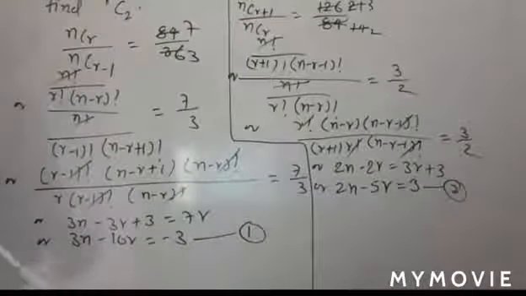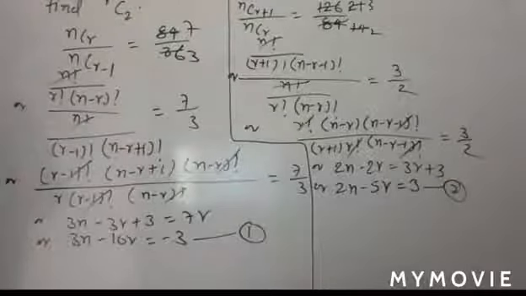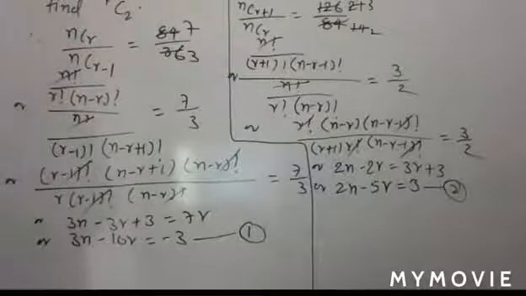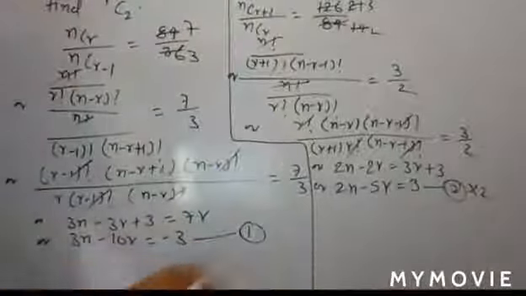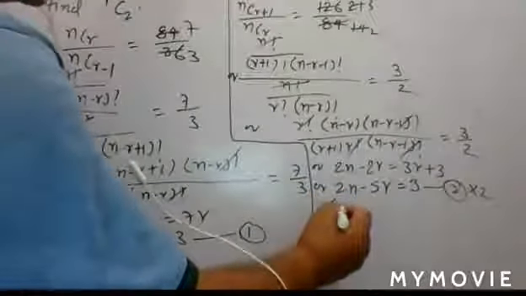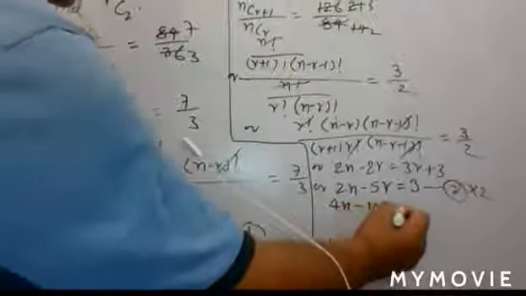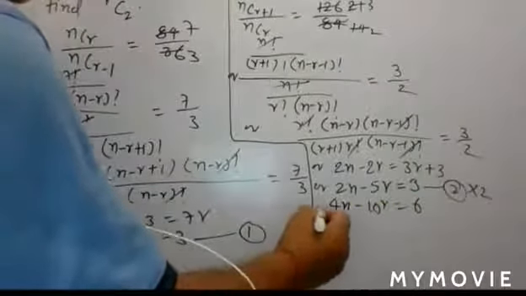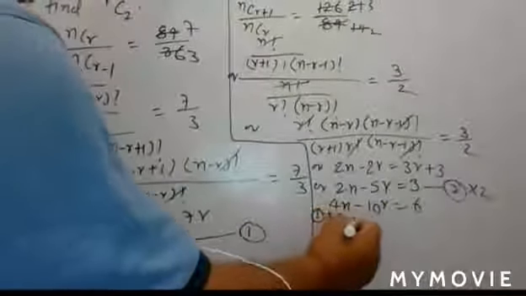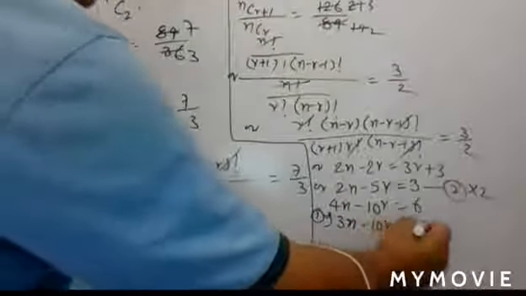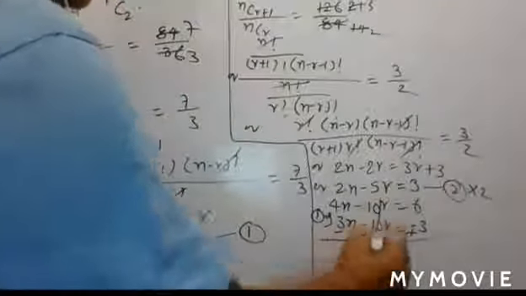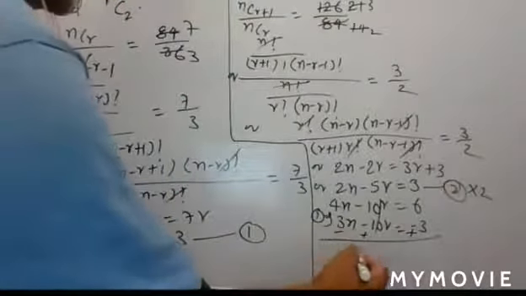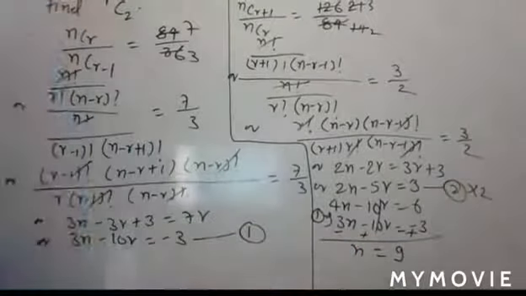Here you have to find the value of r with the help of these two equations. So what you do here is multiply the second equation by 2. So you have 4n minus 10r is equal to 6, and write your first equation below it: 3n minus 10r is equal to minus 3. By subtracting, you change its sign, so 10r is cancelled out. So here you have n is equal to 9.